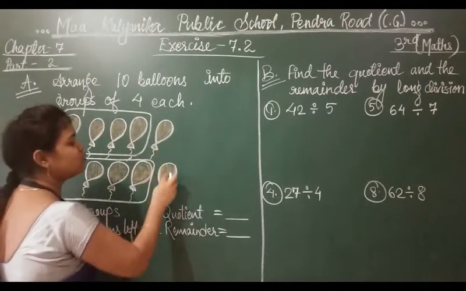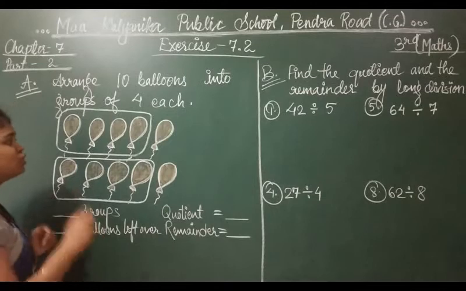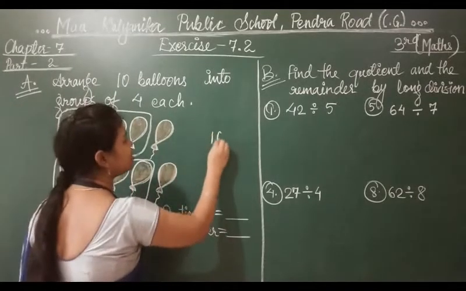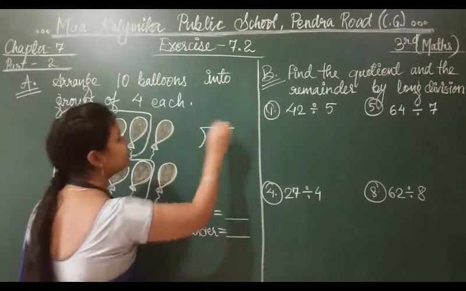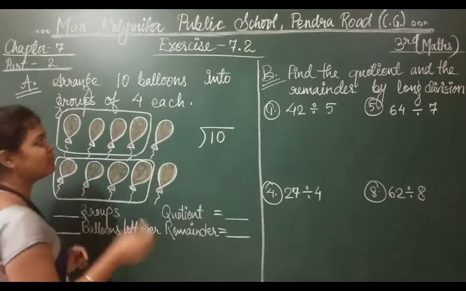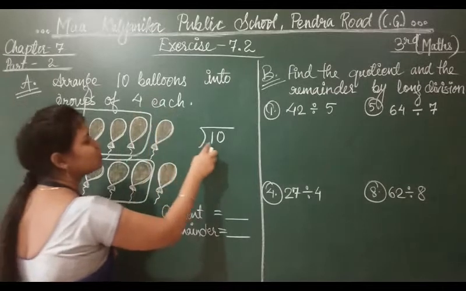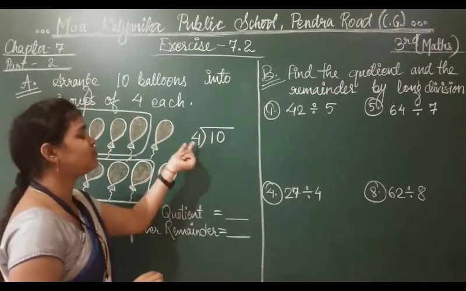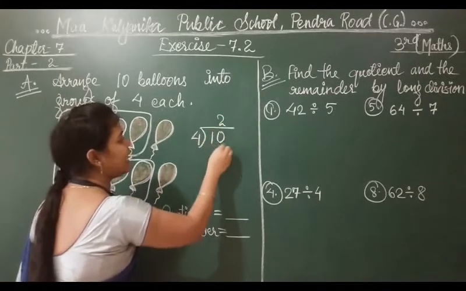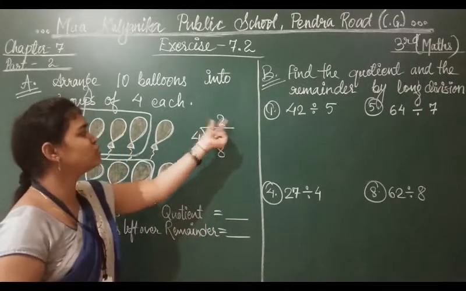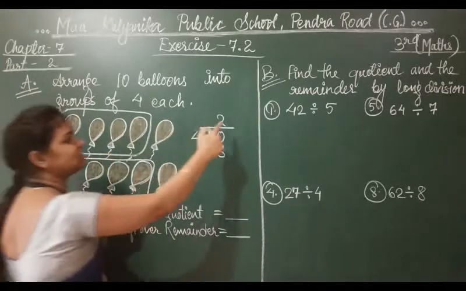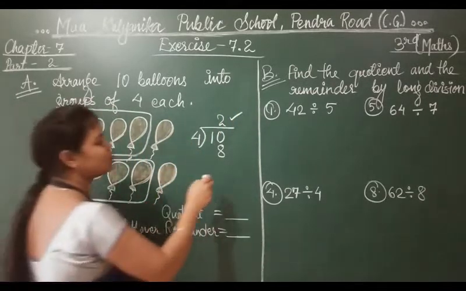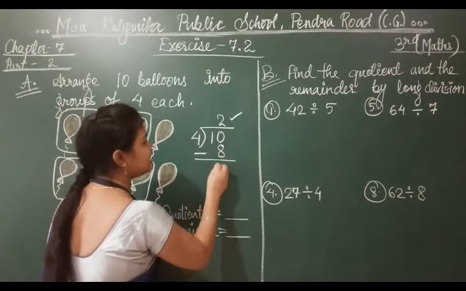And how many balloons are left, students? 2. So what is the meaning of this? That means 10 balloons are there, and we will find how many groups of 4 each. So 10 is divided by 4. 4 twos are 8. So how many groups are there? Only the groups 1 and 2. These are the groups. And 10 minus 8 is 2.